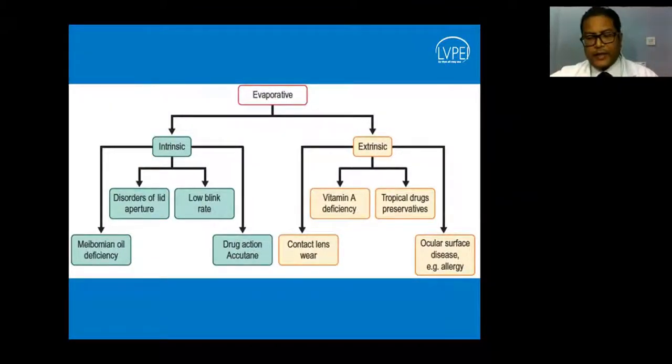Evaporative dry eye results from the ocular surface losing water in the presence of a normal lacrimal gland function. It can be extrinsic or intrinsic. Extrinsic causes of evaporative dry eye include ocular surface disease such as allergic conjunctivitis, vitamin A deficiency, contact lens wear, preservatives used in common ophthalmic medications. Many components of dry eye formulations can induce toxic responses from the ocular surface. The most common culprit is benzalkonium chloride.